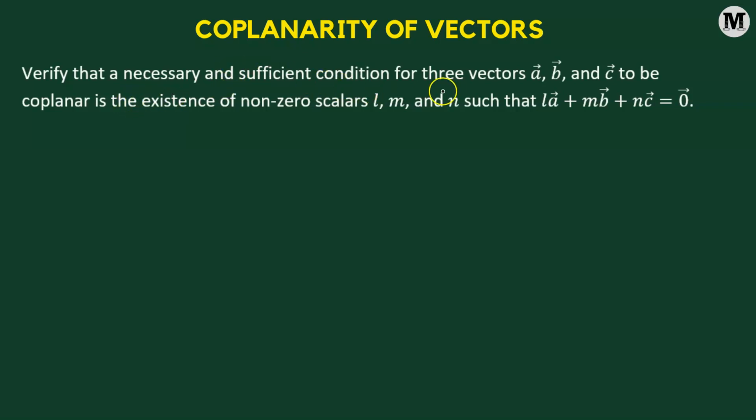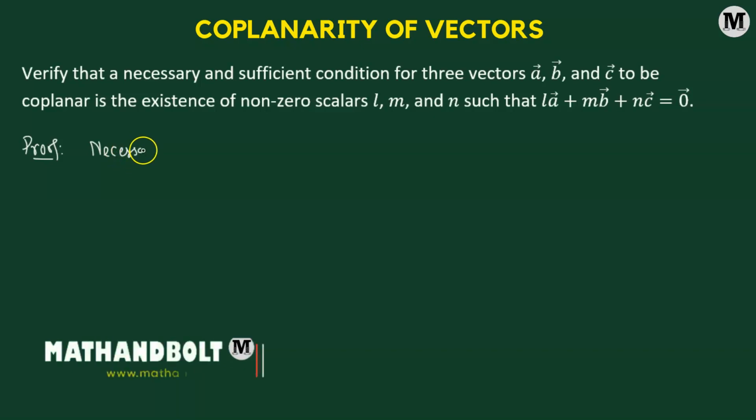Verify that a necessary and sufficient condition for three vectors a, b, and c to be coplanar is the existence of non-zero scalars L, M, and N such that L a vector plus M b vector plus N c vector equals 0. Okay. First, we will discuss the necessary condition. What is absolutely necessary for the above statement to be true?